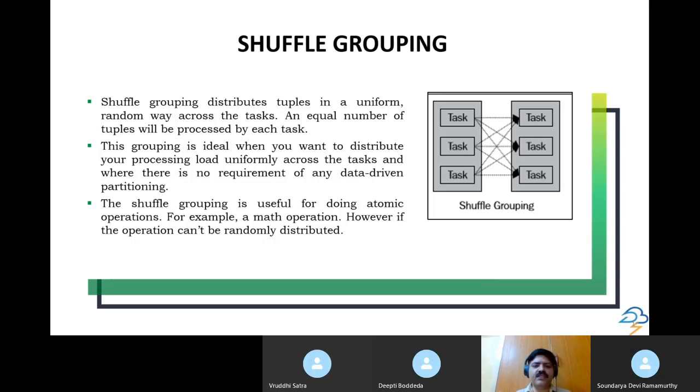These threads can execute something. Of course, we have these bolts and spouts, and they are always there, and they are communicating with each other through messages.